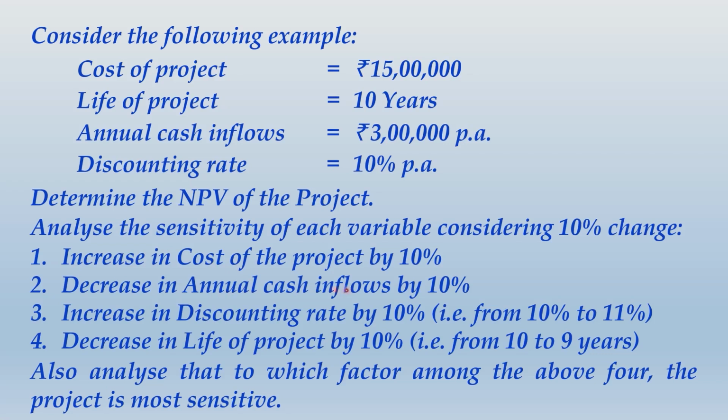Likewise, when it comes to annual cash inflows, risk does not arise when the annual cash inflows are expected to increase. Risk will arise when the annual cash inflows are expected to decrease. Correct? Thereafter, discounting rate. When it comes to discounting rate, the risk arises when the discounting rate increases. Why does risk arise when the discounting rate increases?